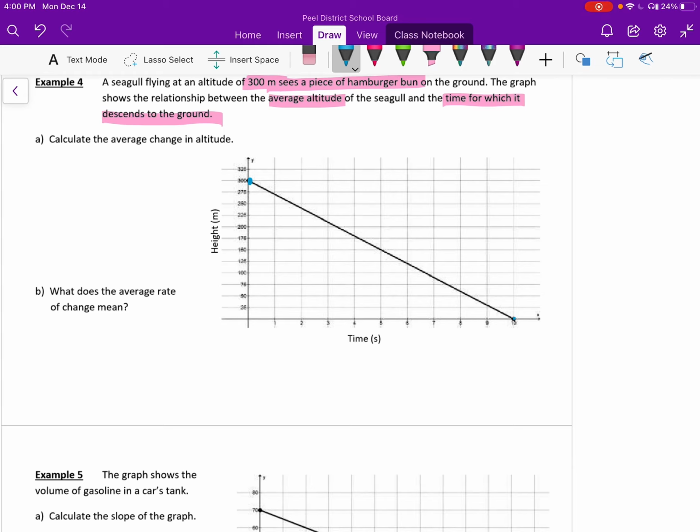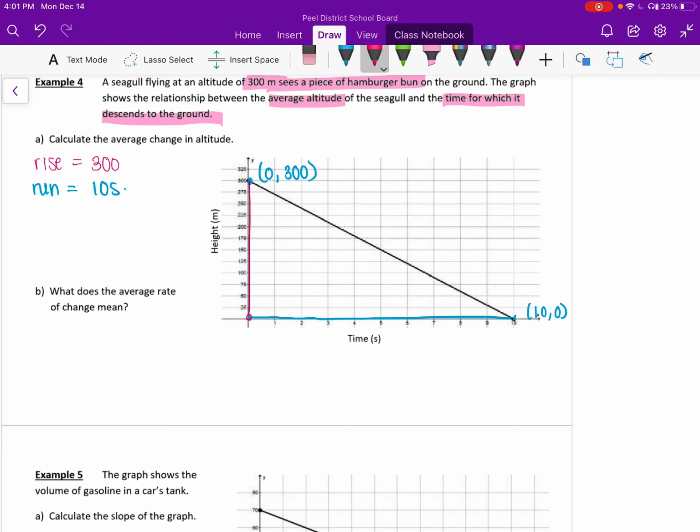So he started off at 0, 300, and he ended up at 10 and 0 height. So let's calculate the rise. So he went from 300 all the way down to 0. So what would the rise be? Rise is equal to 300. The run, he went from 0 seconds all the way down to 10 seconds. So the run is 10 seconds.